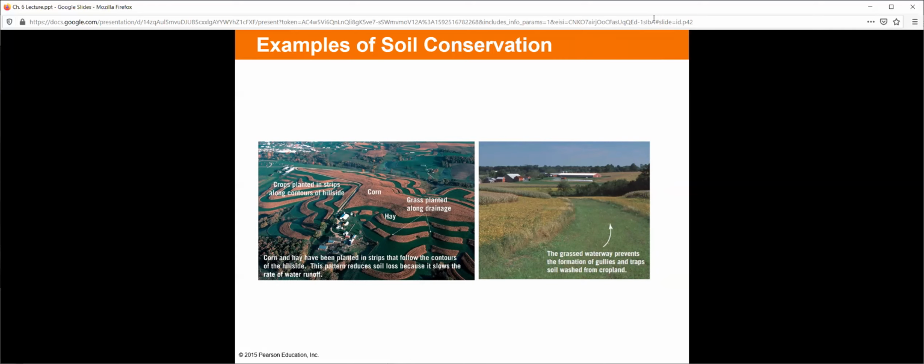So this was a quick one. That's the end of weathering and soils.